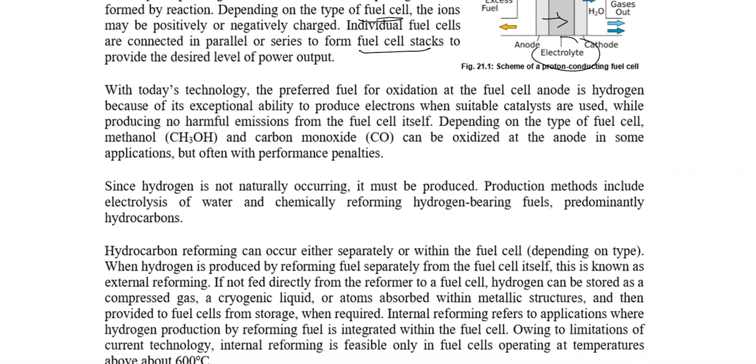Now, in today's technology, the fuel commonly used in a fuel cell is hydrogen. It is because it has an exceptional ability to produce electrons when suitable catalysts are used. And the most suitable catalyst used nowadays is platinum. While producing no harmful emission, like in our case, the only product was H2O, which was water.